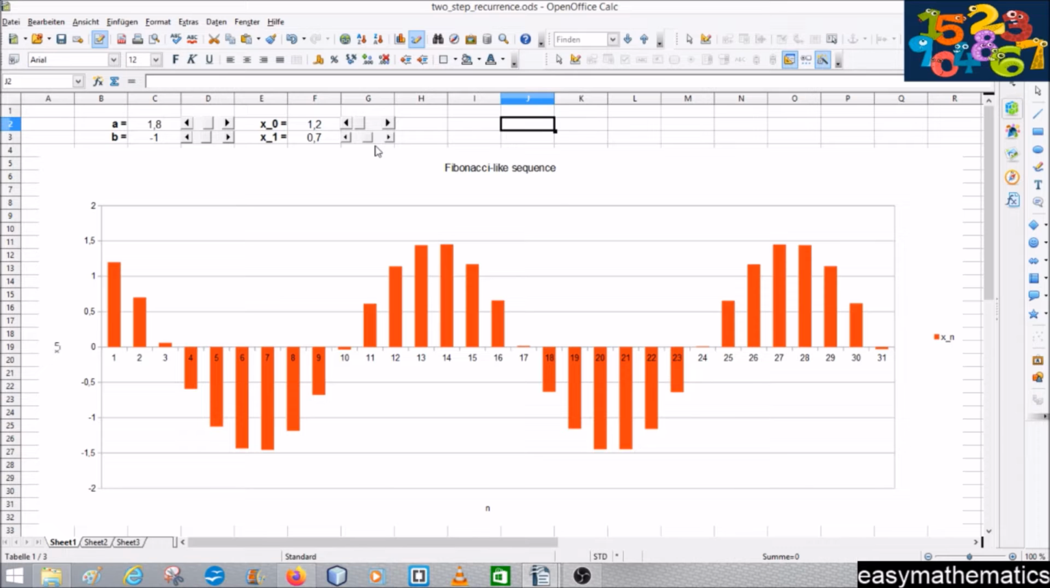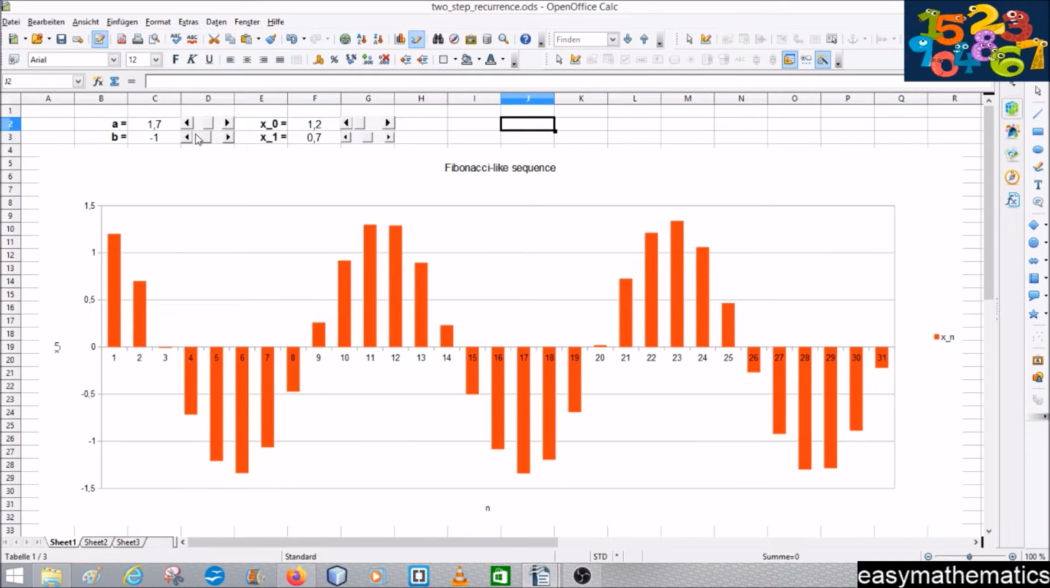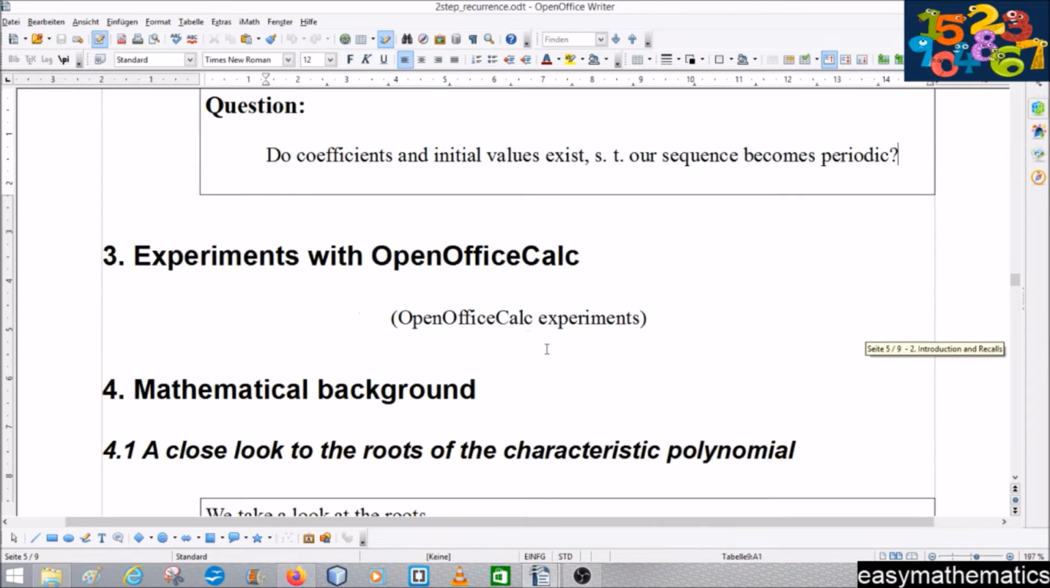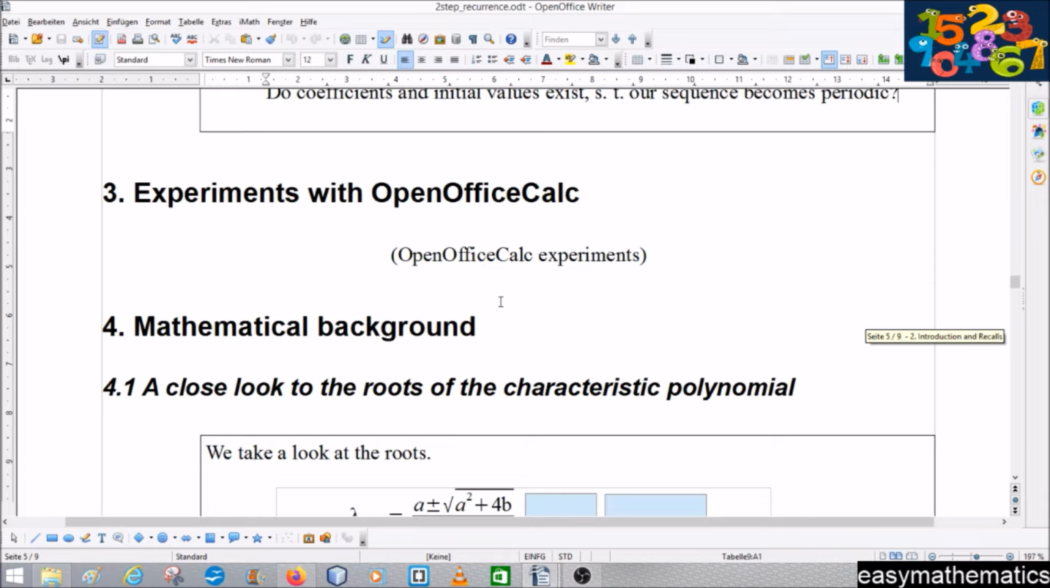So I will put a link in the video description for this sheet. Play around with some values and explore this by yourself. And our experiment shows that this question can be answered maybe with yes. Okay, we are not sure if this is really periodic, but it seems like. And now we can take care of the mathematical background.